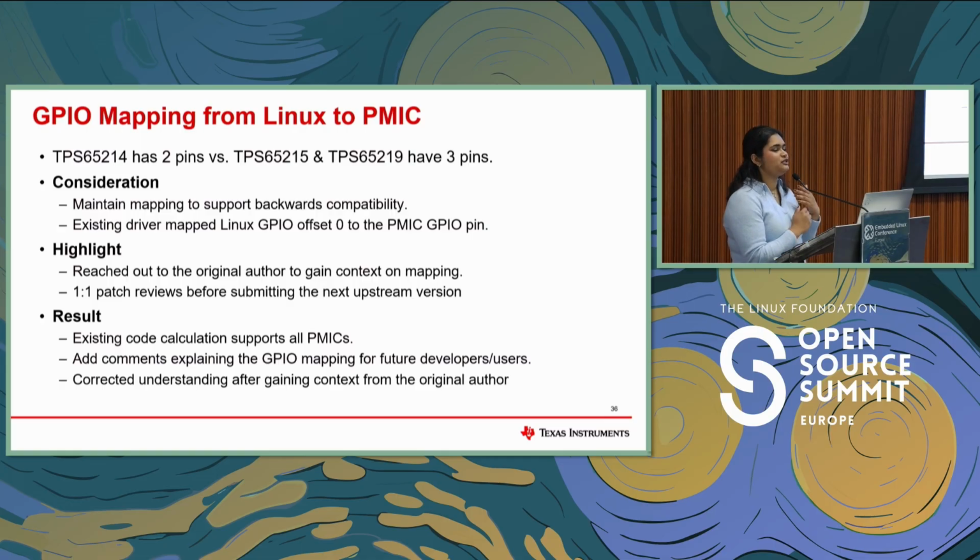It was great to actually get all of his context and discuss different ideas before submitting it, because in the end, the original author should really approve of the changes you're making to their work. So in the end, the result was the existing code calculation did apply to all 3 PMICs, even though they have different pin counts. I added comments explaining this mapping for future developers and users so they don't have to reach out to Jonathan or me. And now I have a corrected understanding after gaining context from the original author.